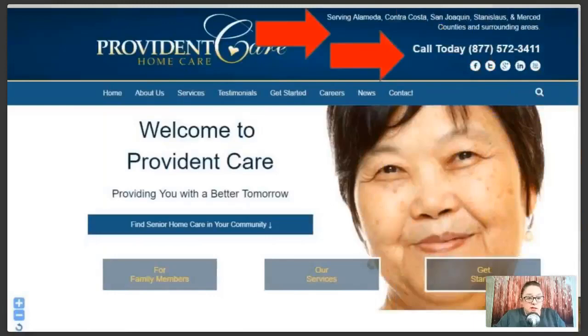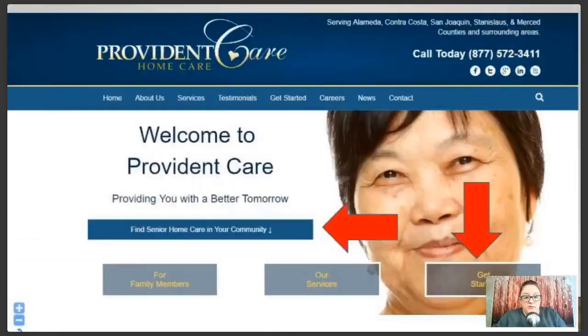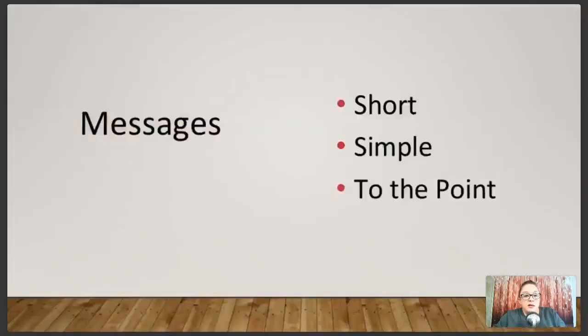My arrows are pointing. This is a website we created, and it just easily shows you the areas they serve. Now, I do see a lot of websites out there. If I didn't live in that area, I would have no idea what counties or what areas they serve. So it's always good to have that somewhere above the fold, and the phone number itself. And then that's just pointing out the calls to action. Get started, find senior home care in your community. The messages are short, simple, and to the point.